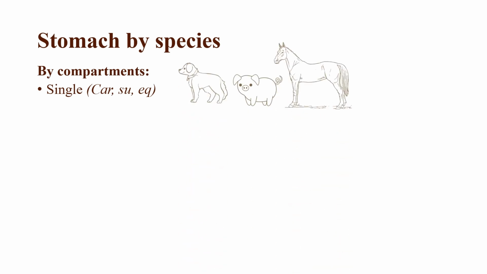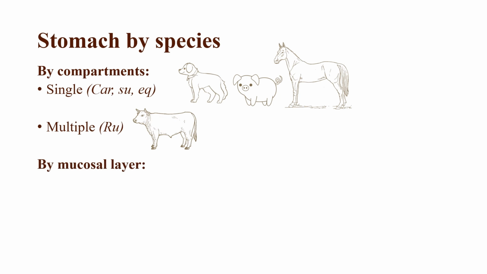We're going to quickly remember how we differentiate the stomachs based on certain elements between the species. So first we can differentiate them based on compartments. A single compartment is what carnivores, pigs, and horses have. And for multiple compartments, it's what ruminants have: sheep, goats, camels, cows, and everybody else in the ruminant family.